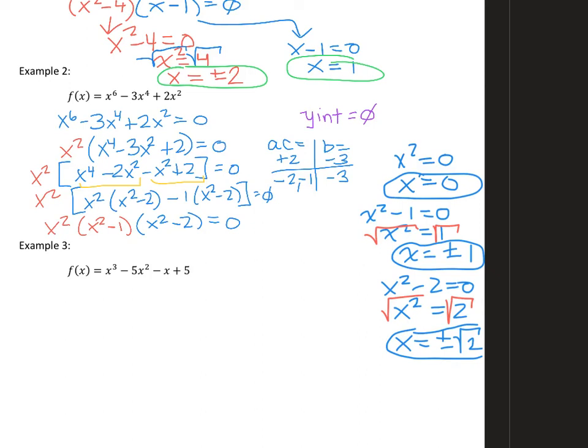So we have quite a lot of information on this particular polynomial. We have a y-intercept that goes through the origin. That means that we also have an x-intercept there at x equals 0. We have 2 real solutions here, 2 more real solutions, positive and negative 1. And 2 more real solutions at positive and negative square root of 2. So quite a lot of information we got from that polynomial by factoring.